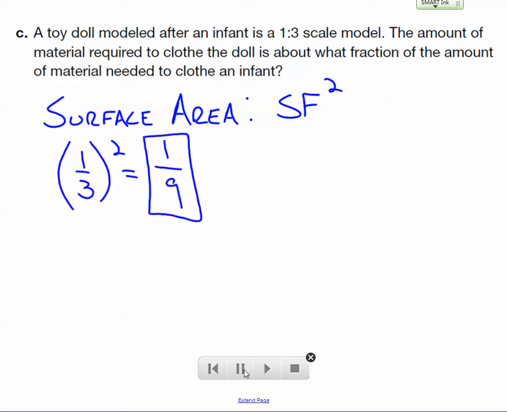So we'll just take the scale factor 1/3 and we'll square it, and it's 1/9, meaning every square inch of clothing that it takes to cover the doll is going to be equal to 9 square inches of clothing that it would need to cover an actual infant, as opposed to 1 inch of height of the doll representing 3 inches of height of a real infant.